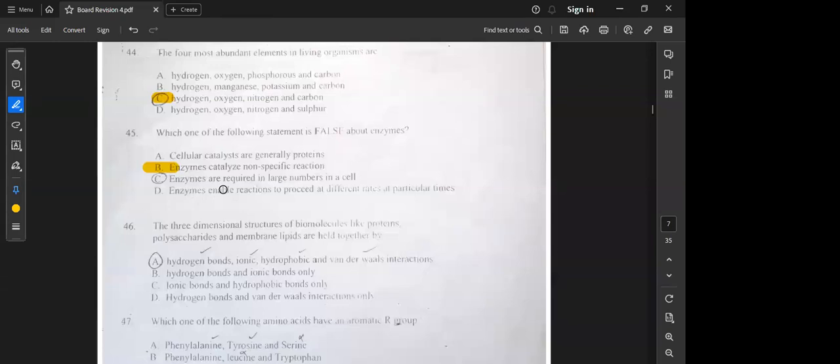Yeah. Thank you so much, Hiral. So suicide inhibitors. Something on suicide inhibition.